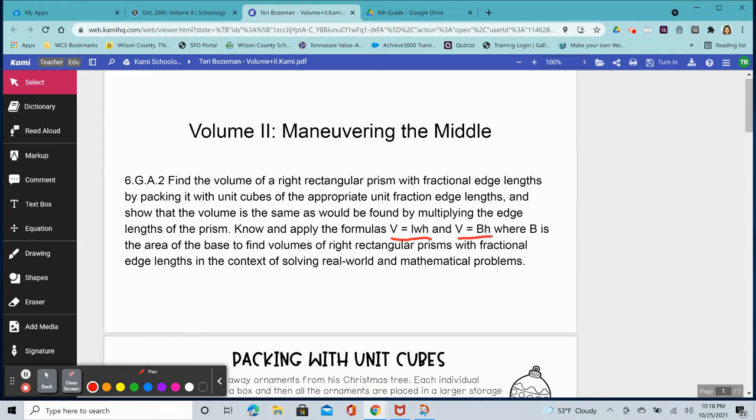And it even tells you that B is the area of the base. So we have length times width times height, or you could think of it as the area of the base times your height. So remember, when we're talking about volume, we're talking about the space that an object occupies or takes up.